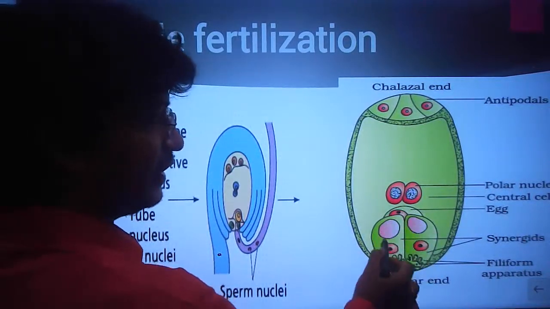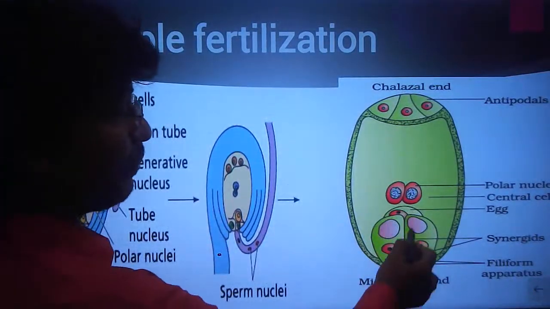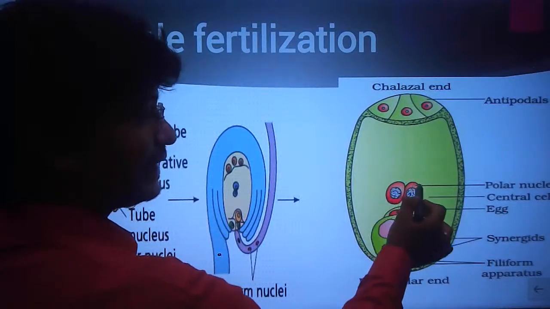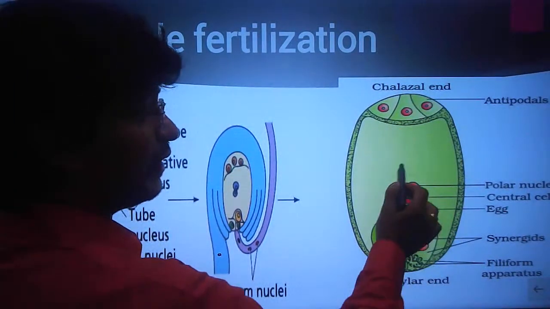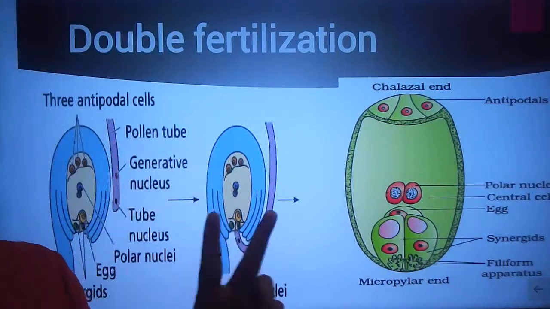Egg cell plus synergids together we call the egg apparatus. Synergids and egg together we call the egg apparatus. And the central part we call the polar nuclei. These polar nuclei are fused together, which forms one cell, but this consists of 2 nuclei inside.